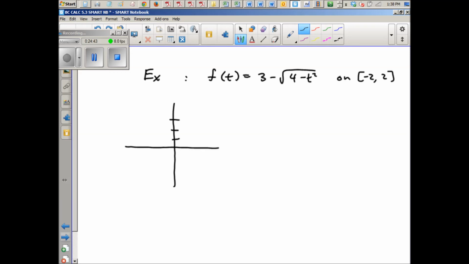Was this one on the homework? I might have gotten this one from the book. Well, no, it's not the same problem. It's just the same exact function. I think I modified one of the problems in the book. That's what I did.